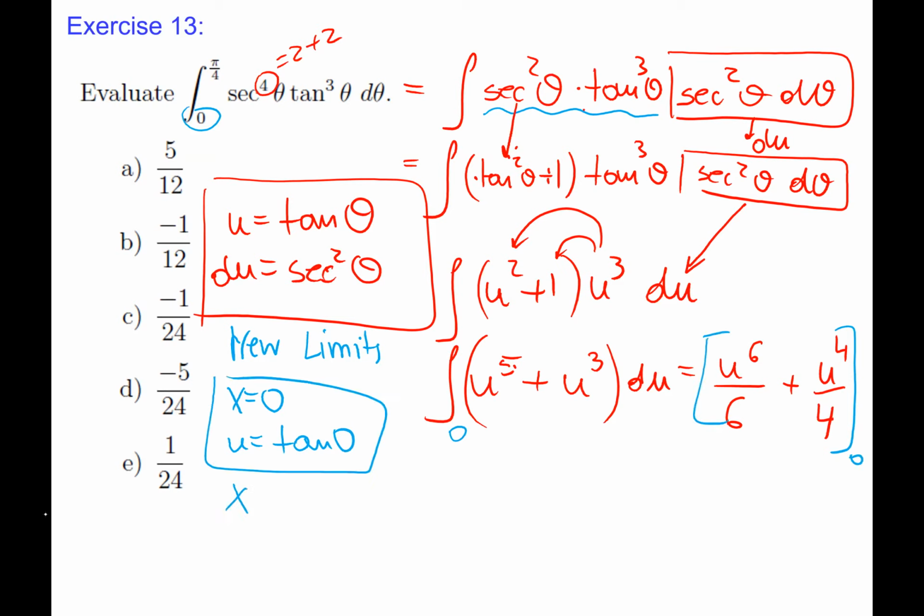Now, x was pi over 4. Then u is tangent at pi over 4. What is tangent at pi over 4? It's 1. Actually, we like the limits, 0 and 1. Let's compute. 1 over 6 plus 1 over 4 and minus 0. That means it's not a problem.